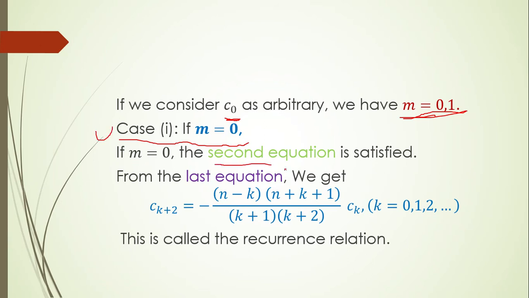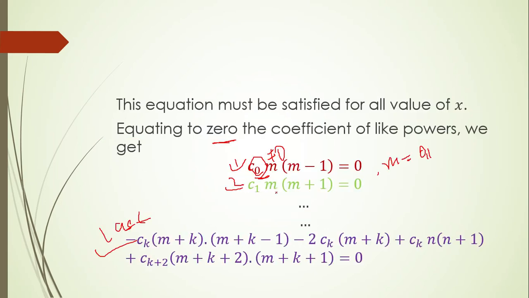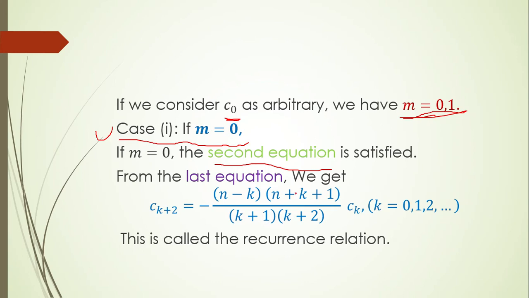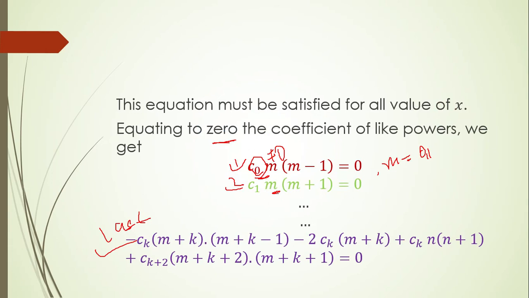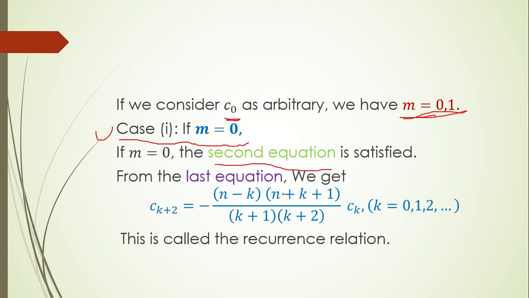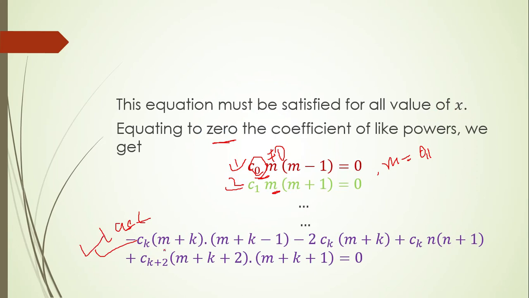The second equation is C1 into (m plus 1) is equal to 0. So m is equal to 0, so this equation is satisfied. And in the last equation, we put m is equal to 0.